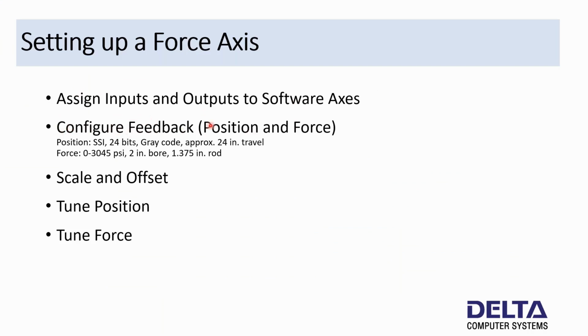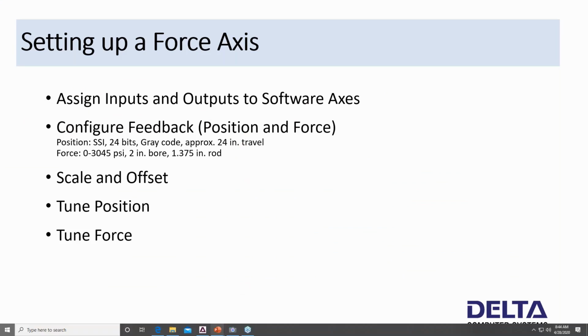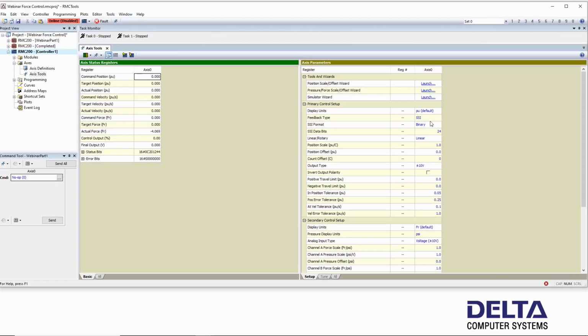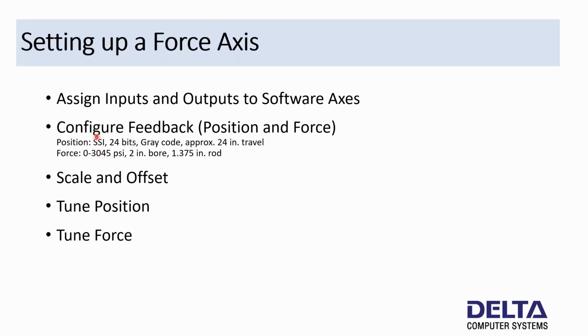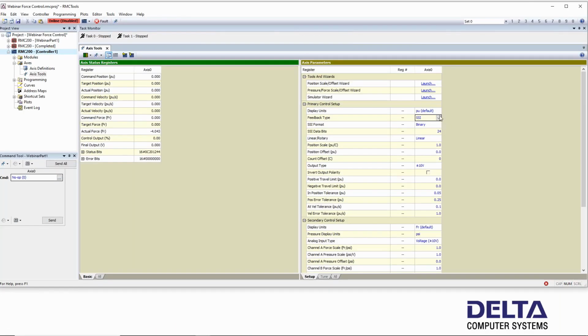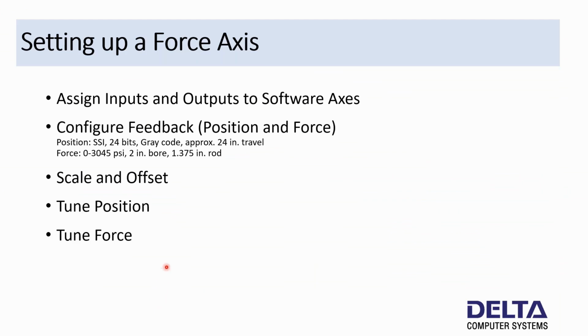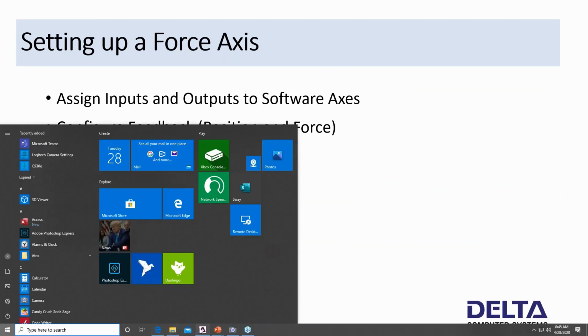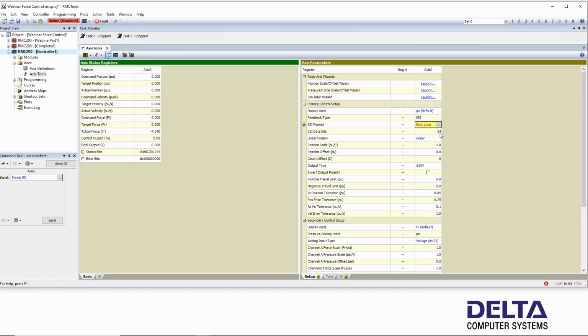Next step is to configure the feedback, both position and force. So we go over here to the parameters, and let's see, we had the position was SSI, 24 bits, gray code, and we have approximately 24 inches of travel. Force was 0 to 3,045 PSI on the sensors, and we have the cylinder diameters there. So we have SSI, I said gray code, didn't I? Yes. So gray code, 24 bits, and that's all the settings we need to set for that sensor.